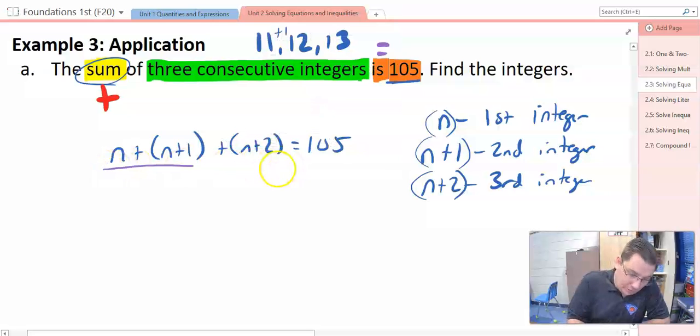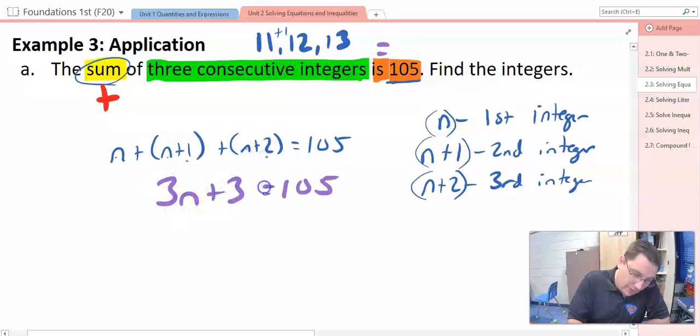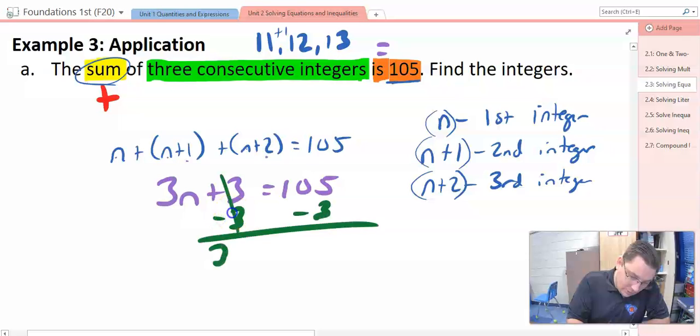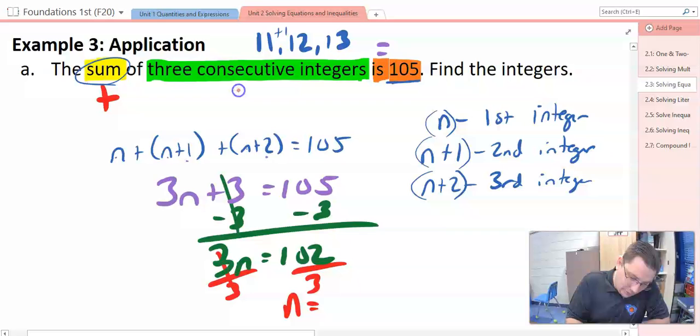And so all of this needs to get added together. Okay? And so n and n and n, so that's 3n. 1 plus 2 is 3. That's equal to 105. And so we'll now solve this. So we subtract the 3. 3n is equal to 102. And we're going to divide both sides by the 3. And so n is equal to 34.